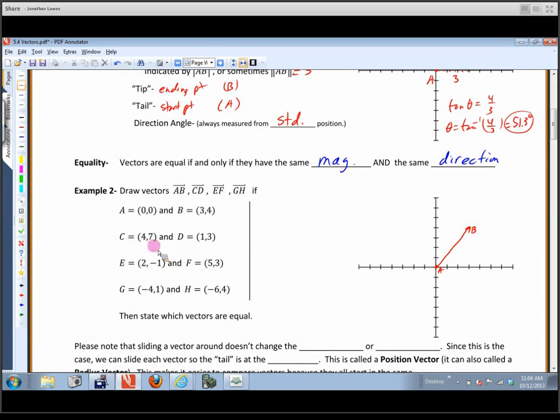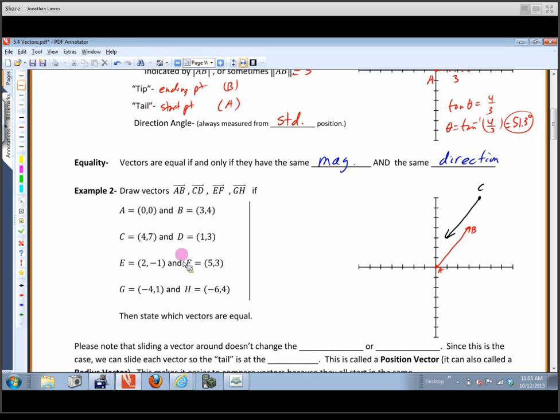CD goes from 4, 7 to 1, 3. So 4, 7. So here's 4. Okay, we're up right there, about right there. So there's C, and then D is 1, 3. 1, 3 is about right here. So we're headed in this direction. Again, indicate that directed line segment. We can see how long it is and which direction it's headed.